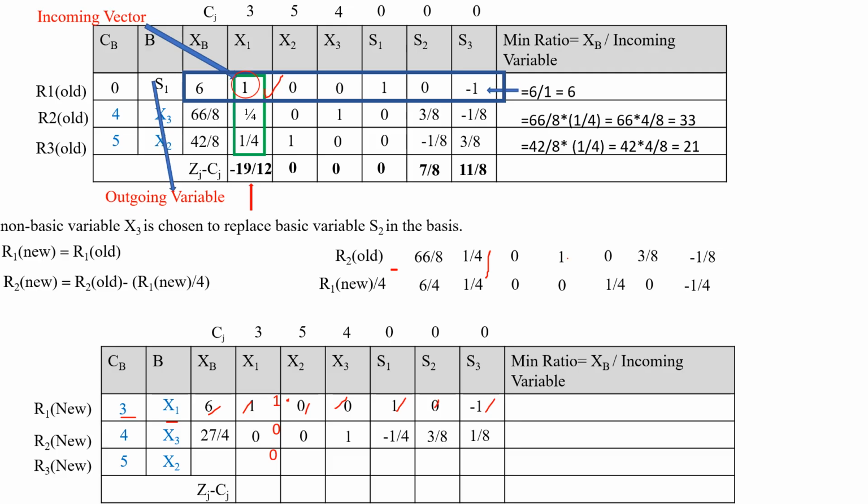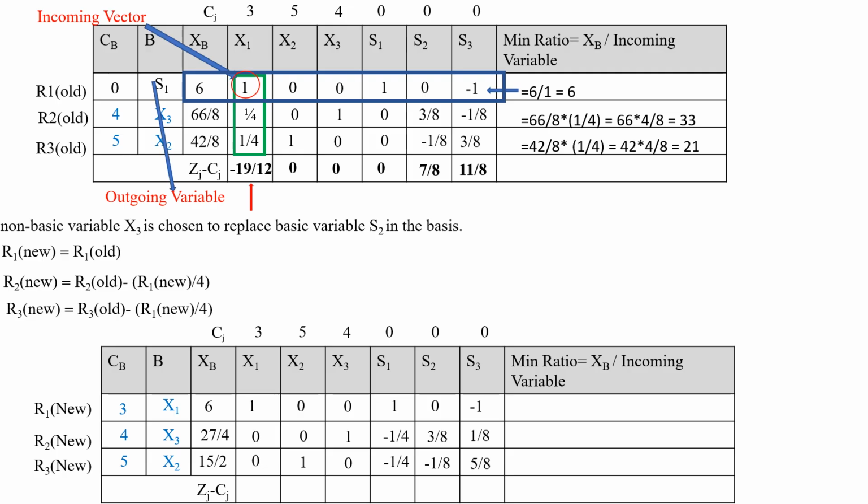1 minus 0 is 1, and 0 minus 1 by 4 is minus 1 by 4. 3 by 8 minus 0 is 3 by 8, and minus 1 by 8 minus half minus 1 by 4, it is minus 1 by 8 plus 1 by 4, and its value will become 1 by 8.